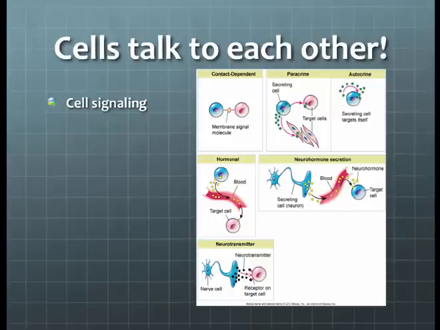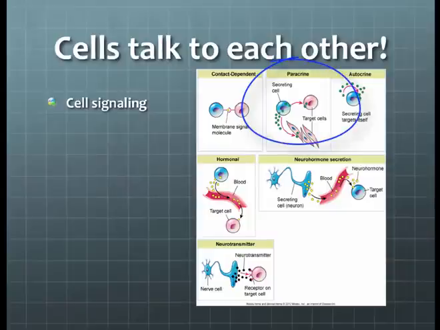All right, so they do signal each other. They do talk to each other. There are lots of different ways that cells talk to each other. The first one is basically membrane to membrane contact. That's contact dependent. The membranes themselves are adhered, and the cells can communicate right through the membranes.